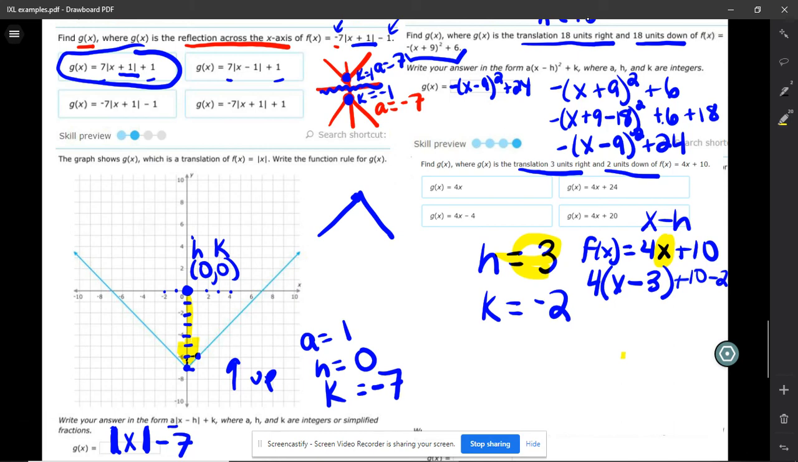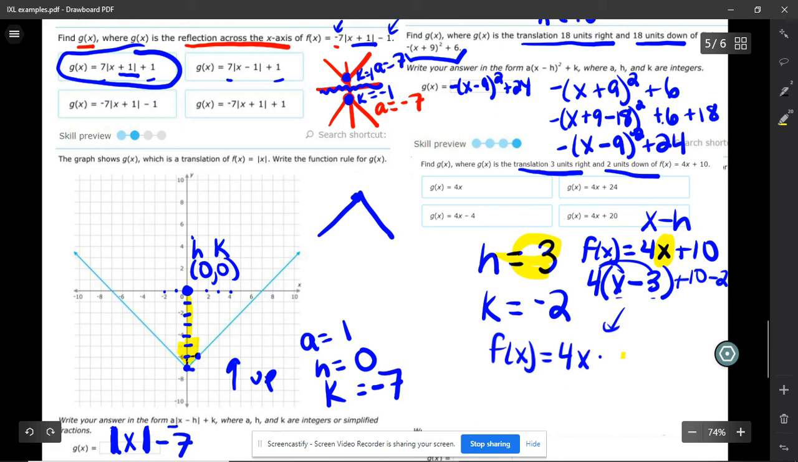Now we need to simplify this. So we have f of x equals, order of operations tells me I need to do the parentheses first. I cannot combine the 2 terms inside, but I can distribute 4. So I have 4x, and then 4 times negative 3 is negative 12. And I have plus 10 minus 2.